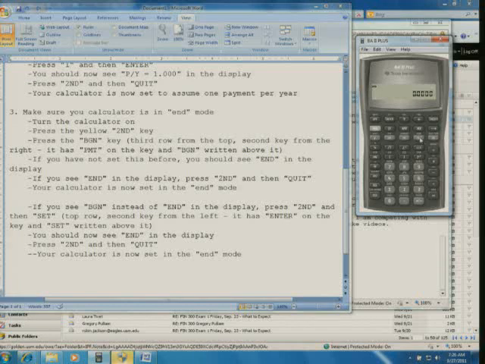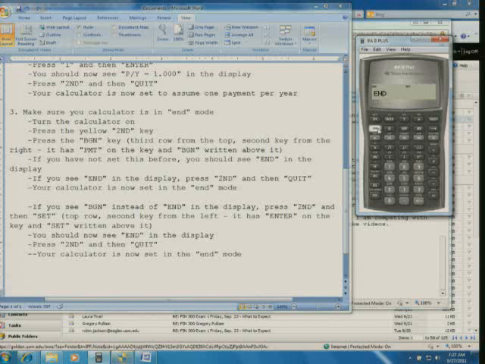And that's on our third row here, our time value keys, and it's the second key from the right all the way over here. Okay, so we're going to press that key. It has PMT written on it and BGN for beginning above it. And if you've not used a calculator before, what you're going to see in the display is END. Okay, that's what we want. We want our calculator in END mode. So if you see END displayed there, you're good to go. You don't need to change that at all.